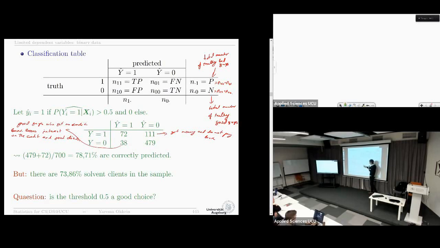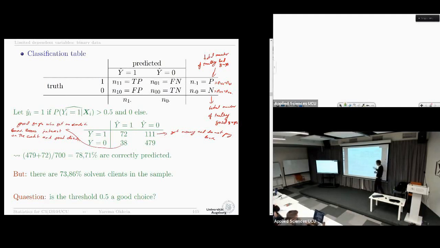So this erroneous decision has a less bad consequence for the bank than this erroneous decision. From a statistical point of view, we don't care, but from the point of view of the bank, those are differently bad decisions.